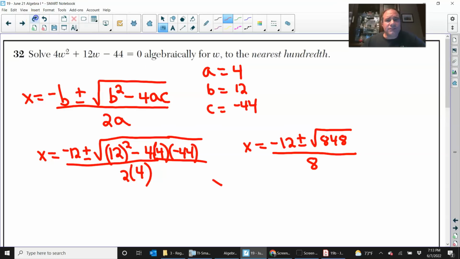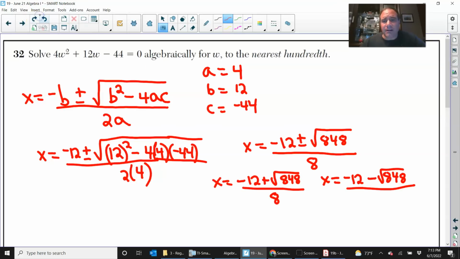So once I get that, I am going to go and split up that equation, right? I'm splitting it up into x equals negative 12 plus square root of 848 over 8, and x equals negative 12 minus square root of 848 over 8. So this side right here, I'm going to put that into the calculator.